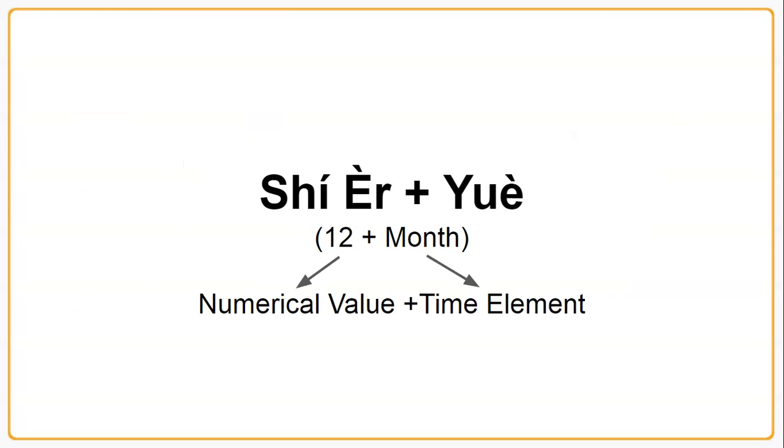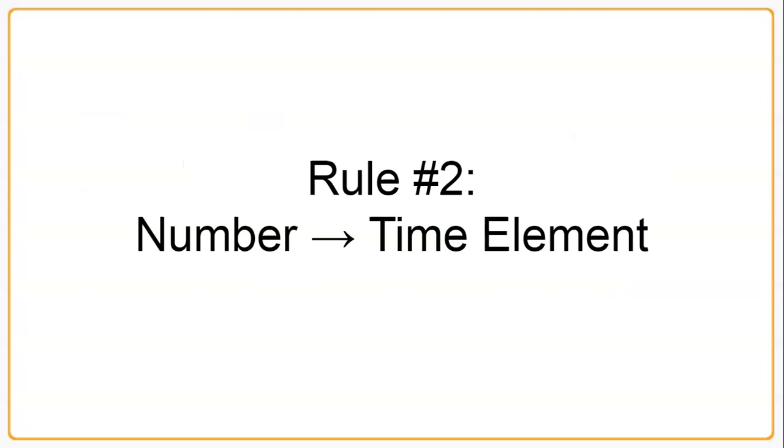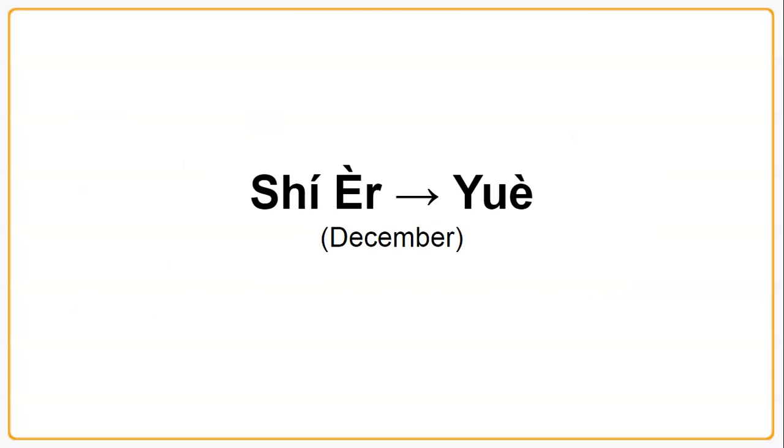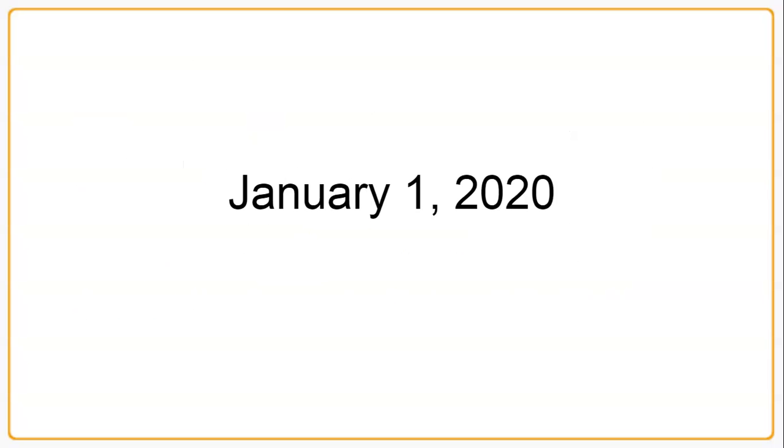If we examine this closely, we'll notice that there is a numerical value and a time element. So the numerical value is 12, and the time element is 月, or month. So again, rule number 2 says that we have to mention the numerical value first and then the time element. So in December, it's 12, then 月, 12月.